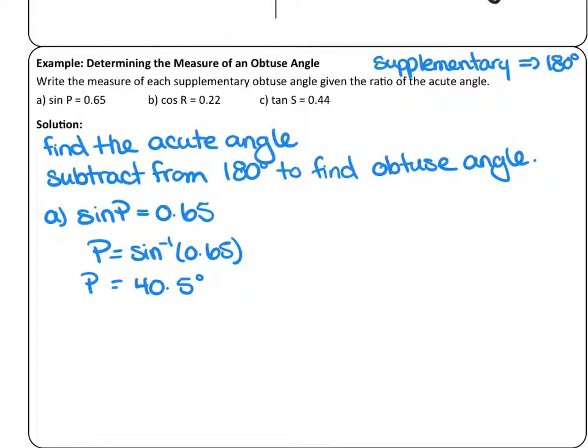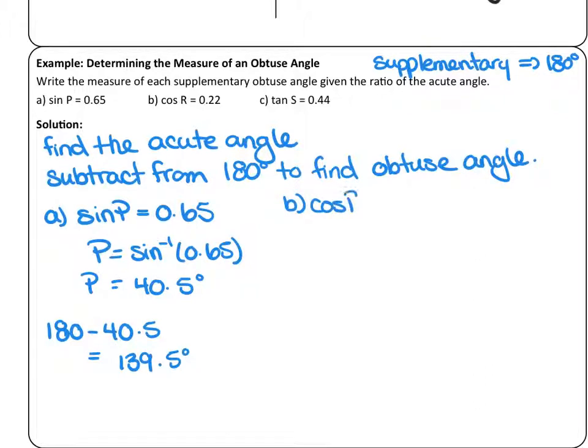Second part, we're going to subtract from 180 to find the obtuse angle. So 180 minus 40.5. We get an answer of 139.5 degrees. So that is our supplementary obtuse angle. Let's do B and C.